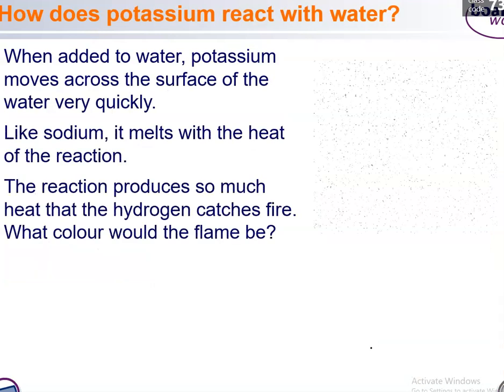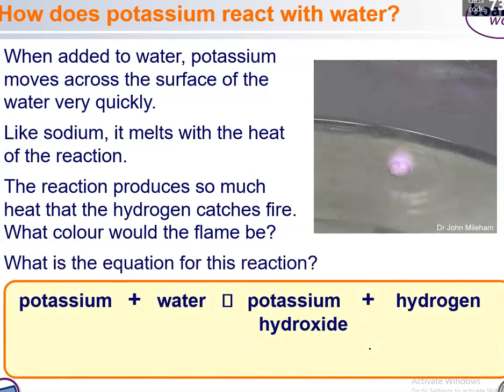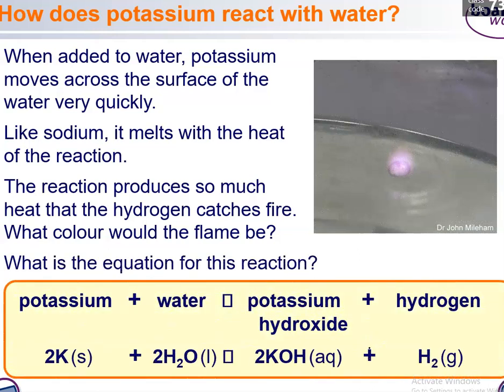What about potassium? What happens when we drop a piece of potassium in water? Potassium moves across the surface of the water very quickly. Like sodium, it melts with the heat of the reaction. The reaction produces so much heat that the hydrogen catches fire. Similar to sodium, the hydrogen catches fire and it moves across the surface of the water.